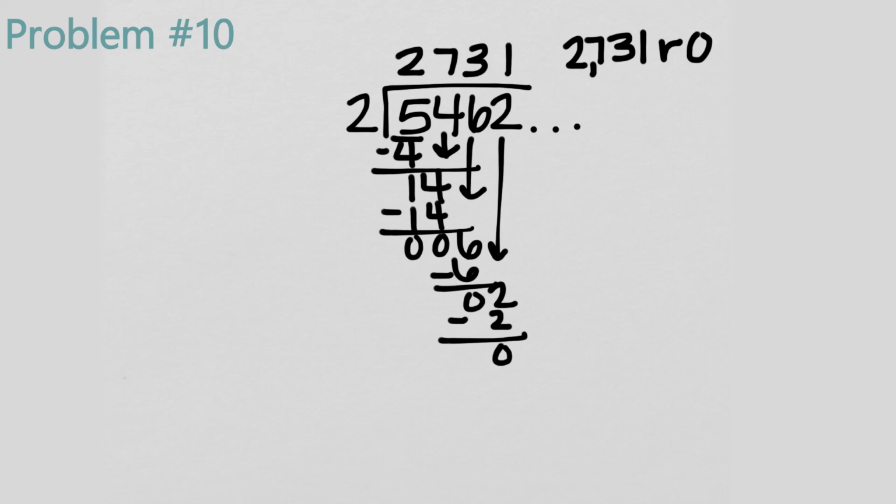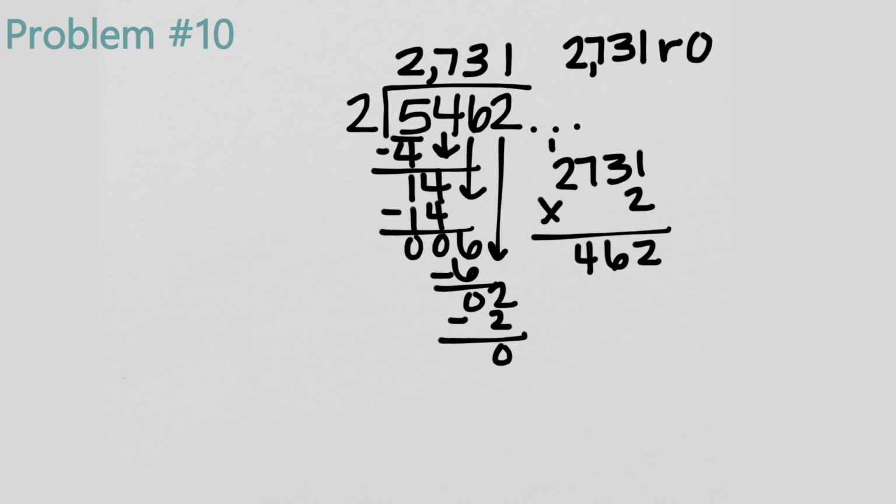So you can either put your answer as 2,731 or 2,731, remainder 0. Let's check our work. 2 times 1 is 2. 2 times 3 is 6. 2 times 7 is 14. Carry the 1. 2 times 2 is 4, plus 1 is 5. 5,462 looks like our dividends match. So our final answer is 2,731, remainder 0.